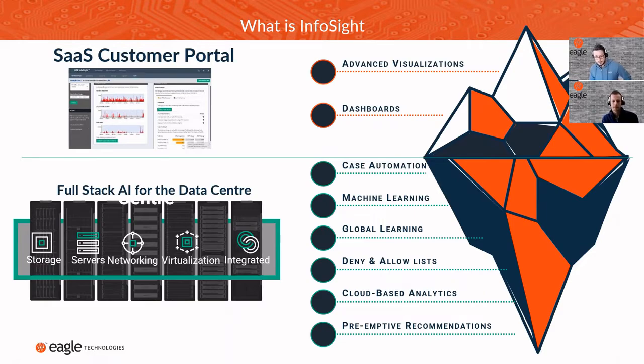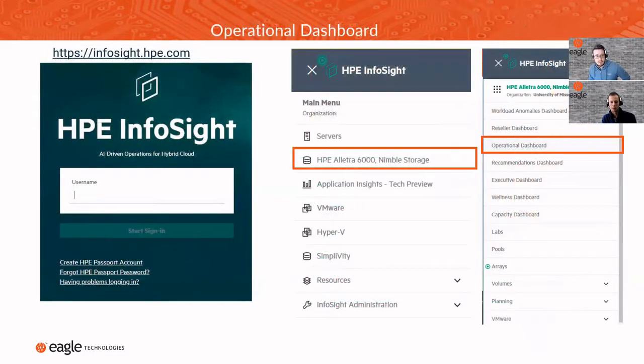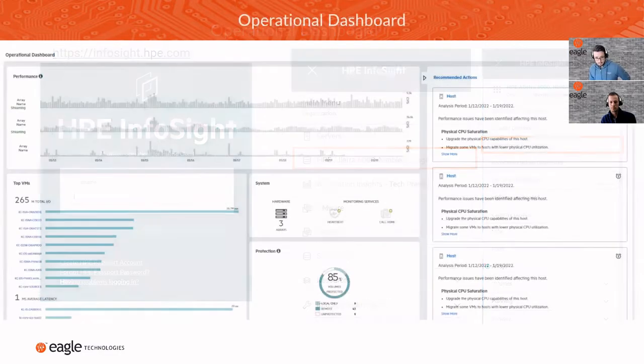I'm going to show you how to access InfoSight if you've never done it before, and how to navigate through it. To get to InfoSight, it's just infosight.hpe.com. You sign in with your Passport account. Most of you should already have one from when you bought your Nimble. I think they force you to make one to register it, so someone should have access to it. Once you log in, you're going to click on the HPE Alletra 6000 Nimble Storage section, and we're going to talk about the operational dashboard first. So that's where we're going to start.